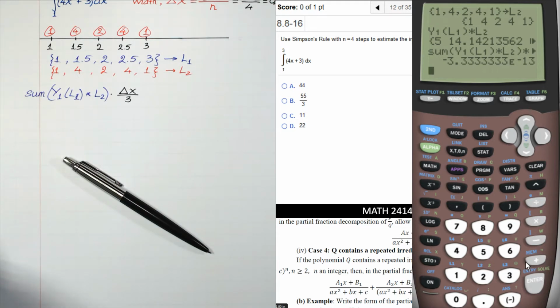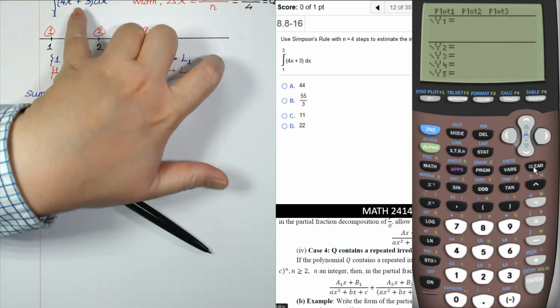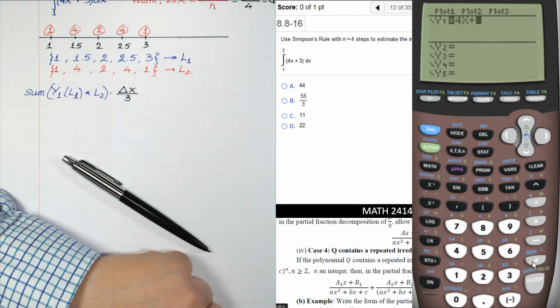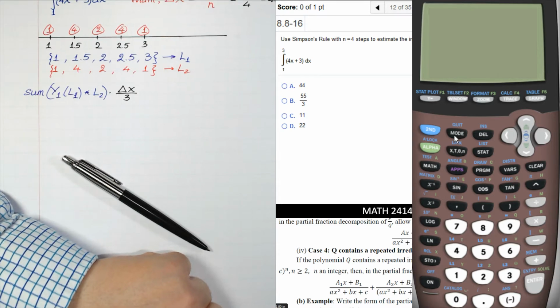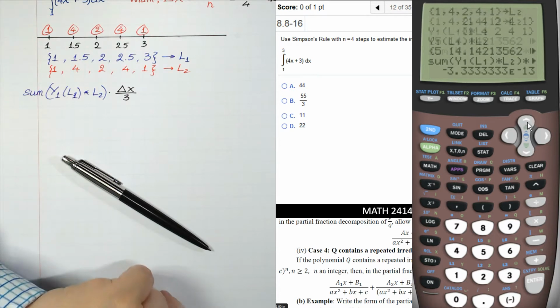Right, now that's good and all, except I made the biggest mistake. The function is 4x plus 3. We should do that first. Sorry about that. Good thing this one's multiple choice, so that is way off, so we know it. The good thing is we already entered the numbers, so we don't need to change much.